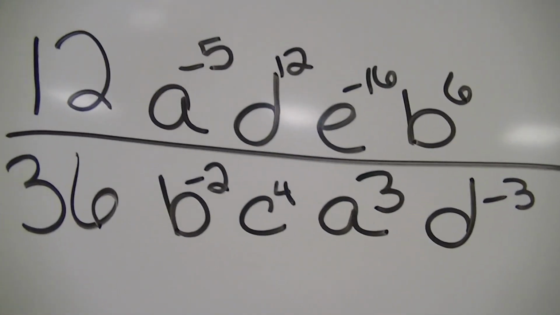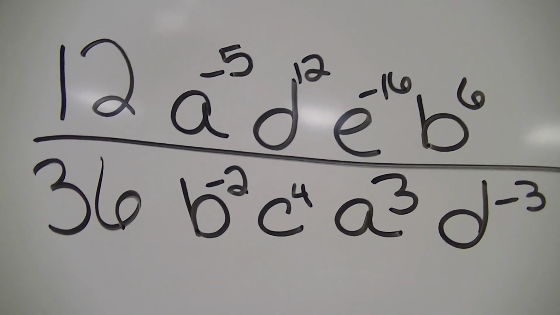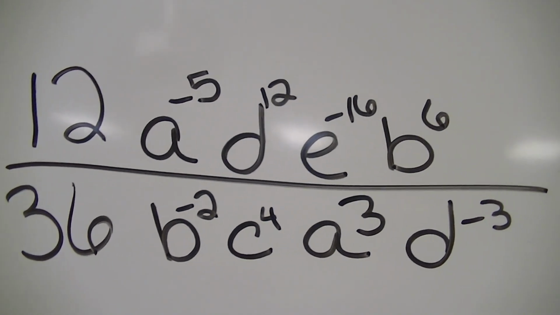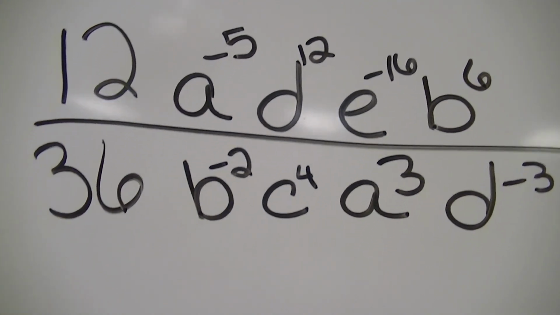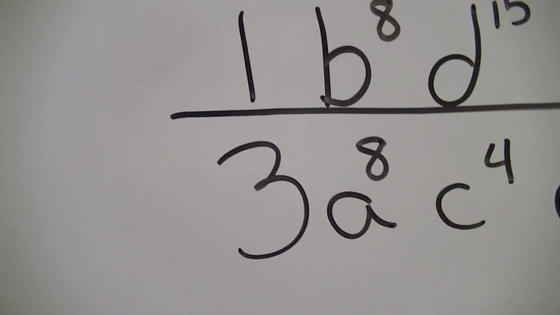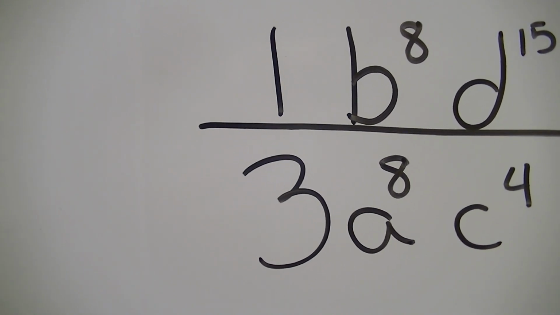Now we've got C, and C is by itself. Is there another C on the top? No. Do I need to do anything to it? No. Is it changing positions? No. So it's literally just going to cozy in next to his buddy there on the bottom, C to the 4th.